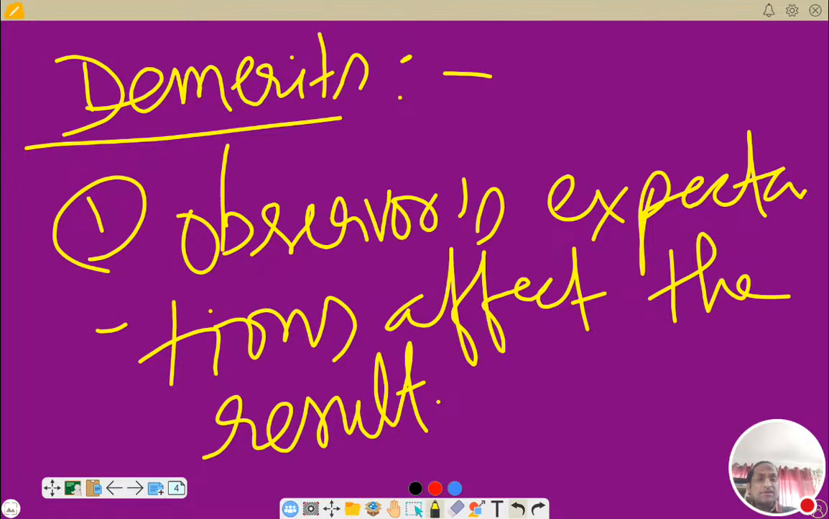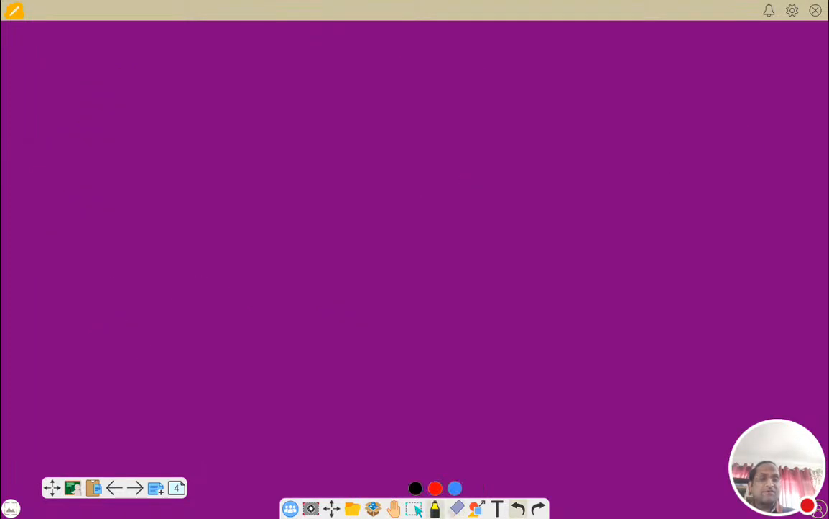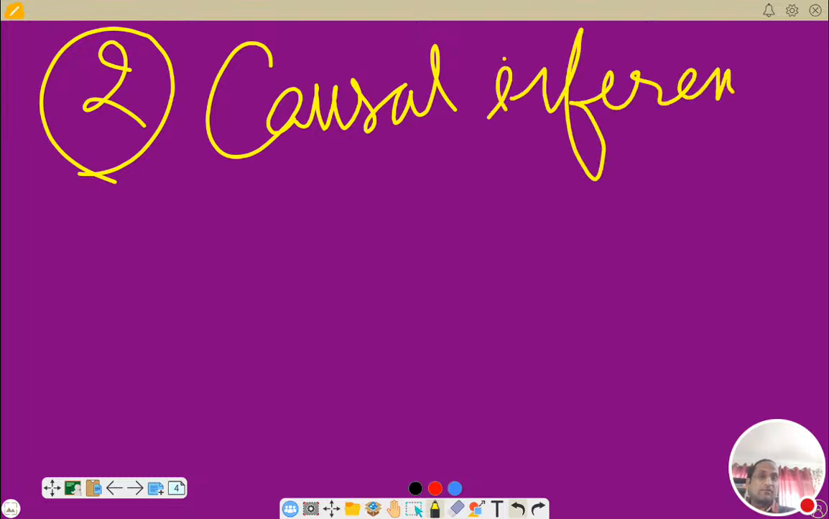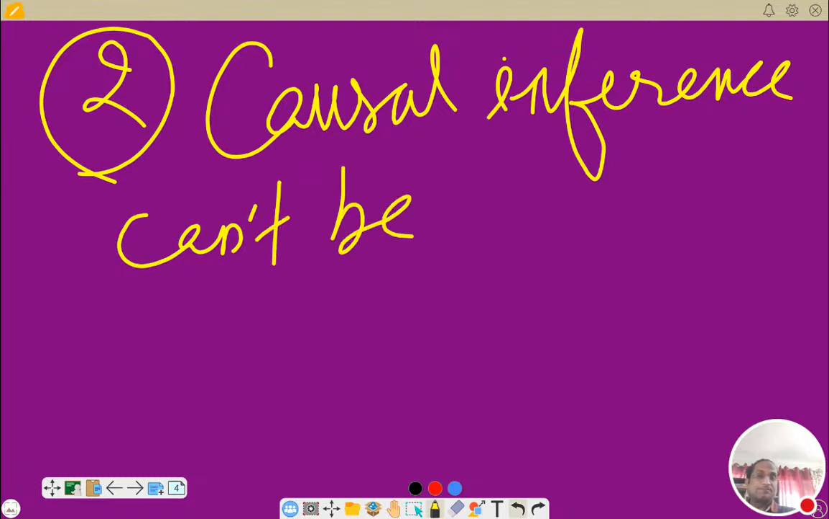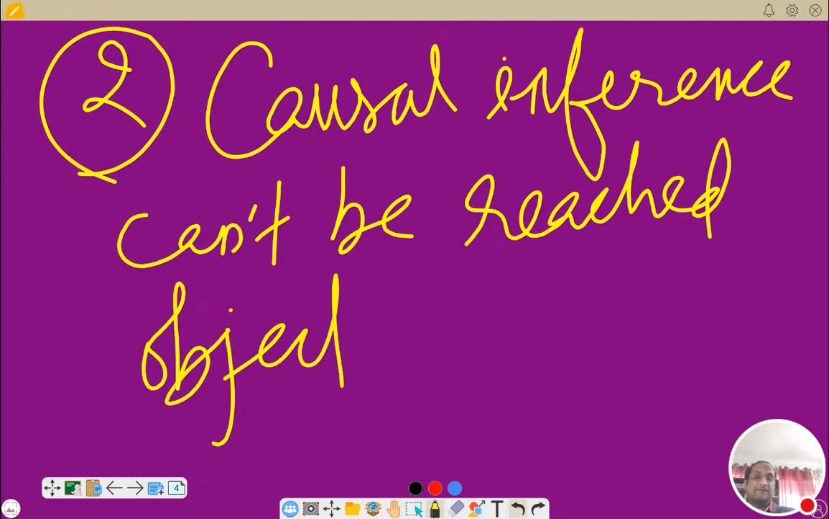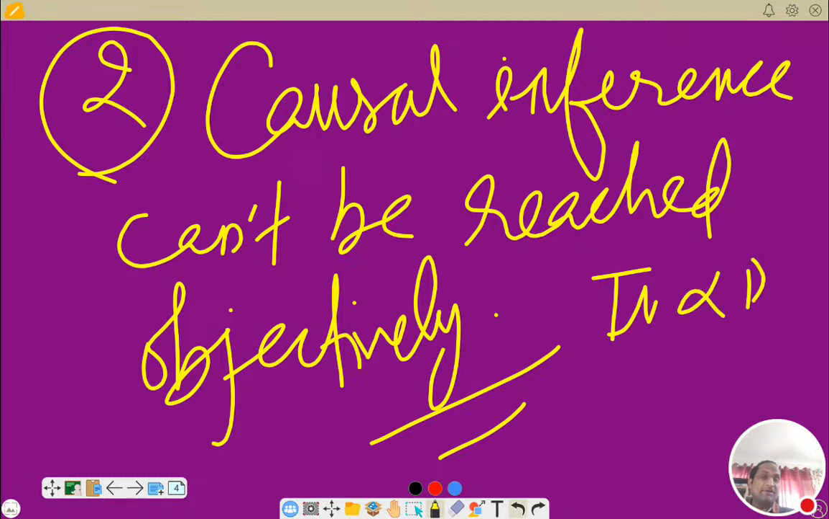Again, because of this observation behavior, causal inference, which is actually the prime goal, can't be reached. Firstly, the causal inference can't be reached. Secondly, the causal inference can't be reached objectively, because we don't have this relation, the IV-DV relation. These are the points.